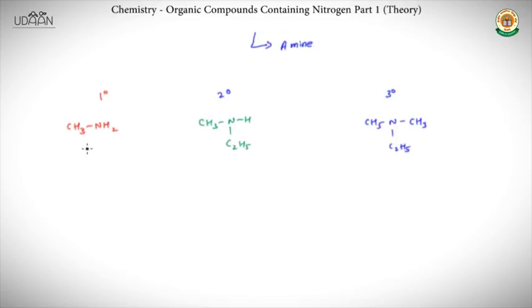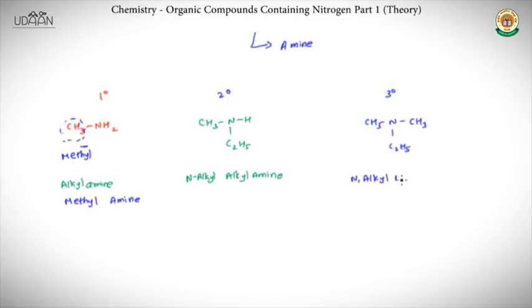Now the name for this one: here the alkyl group is methyl, so we write it as methylamine, because for a primary amine we write alkylamine as per IUPAC nomenclature, and for secondary we write N-alkyl alkylamine, whereas for tertiary we write N-alkyl N-alkyl alkylamine.